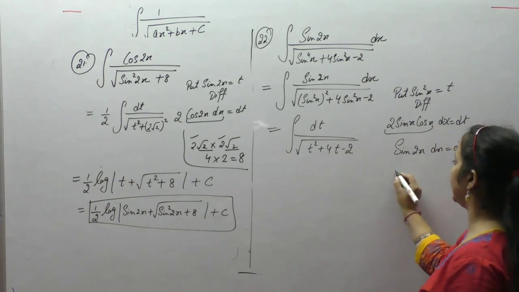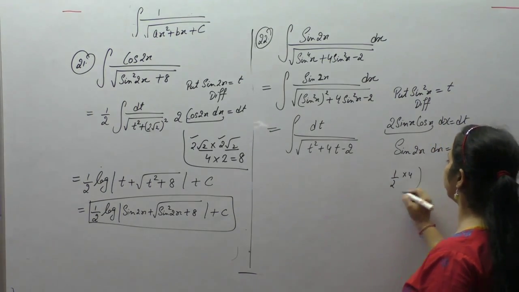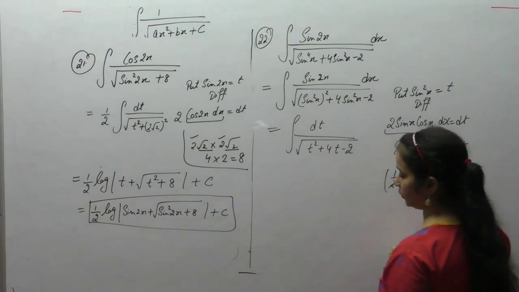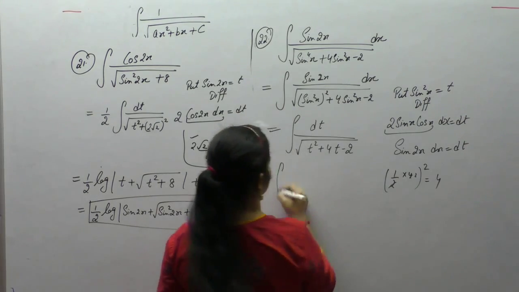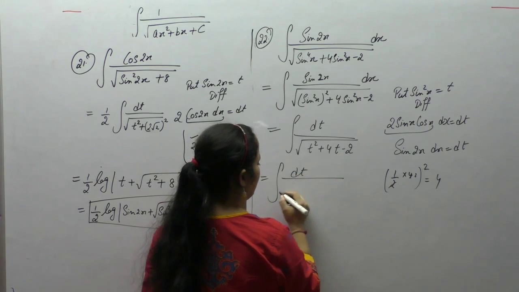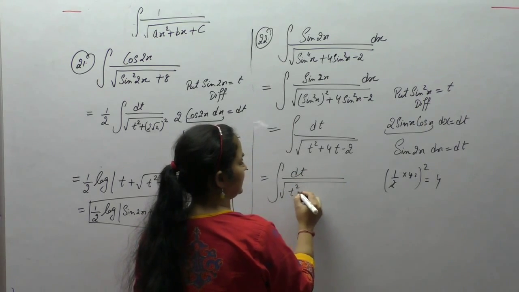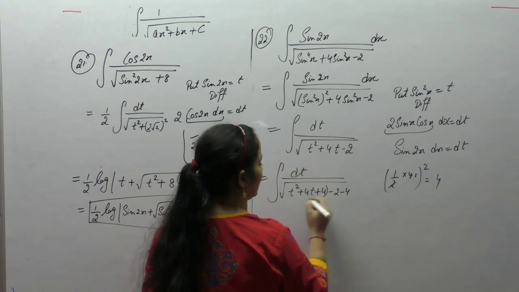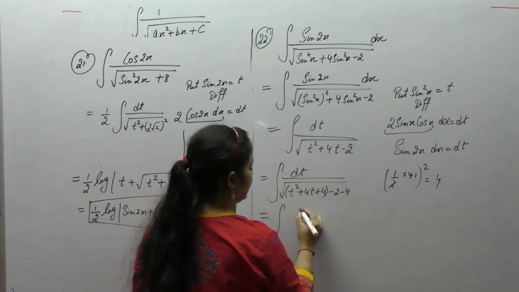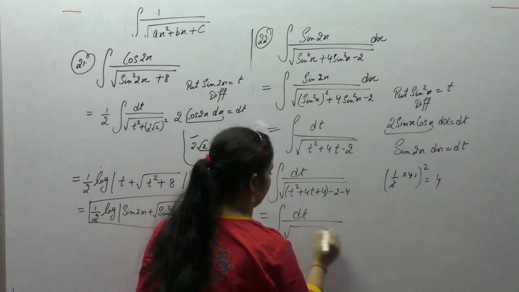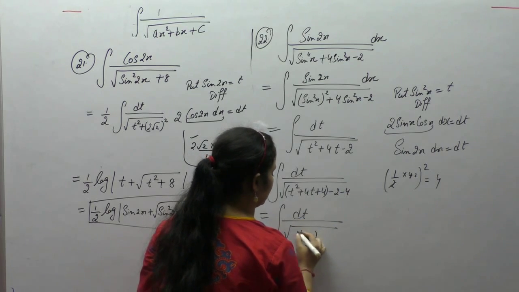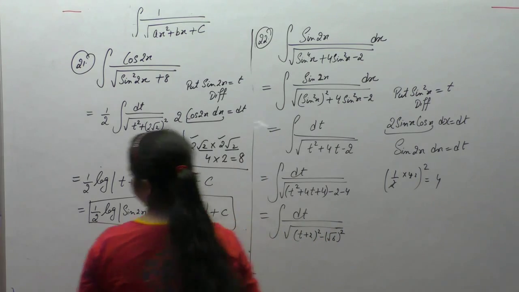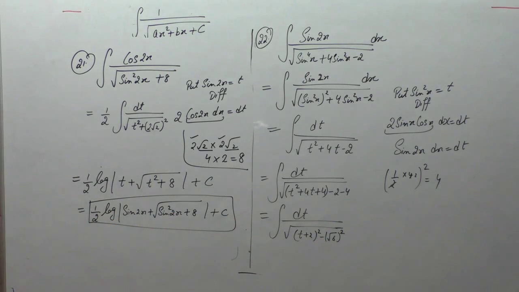Complete the square: add and subtract half the coefficient of t whole square, that is add and subtract 4. Integral of dt upon square root of t square plus 4t plus 4 minus 2 minus 4. Completing the square, we get t plus 2 whole square minus 6. We can write 6 as square root of 6 whole square.